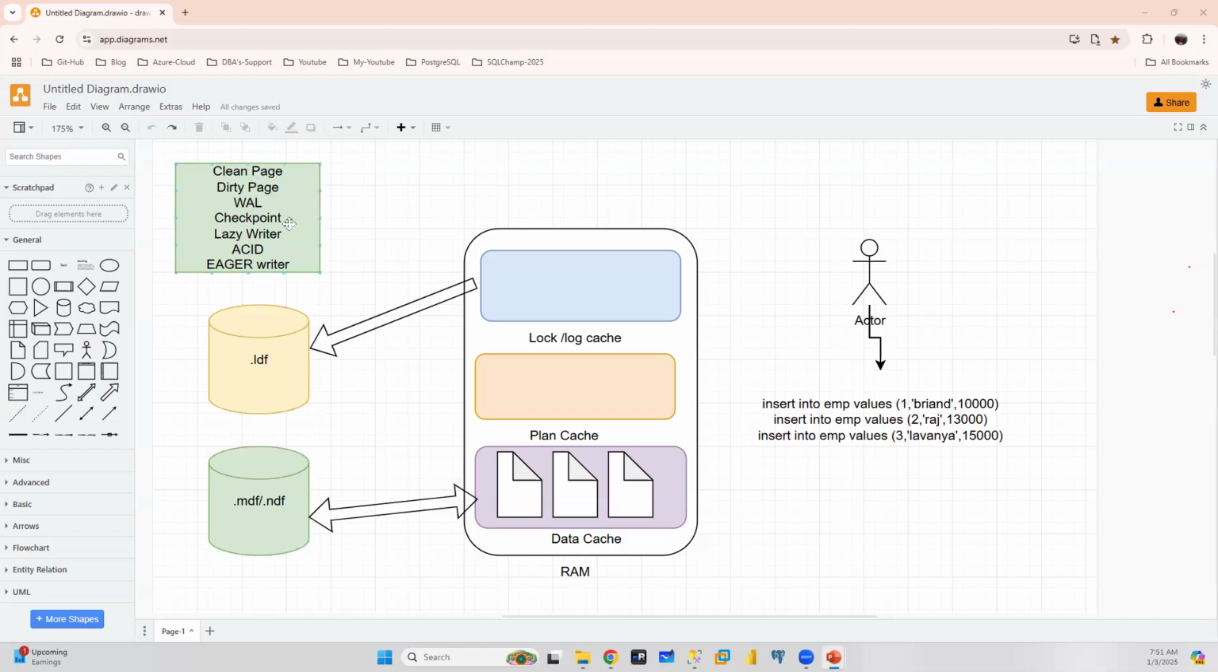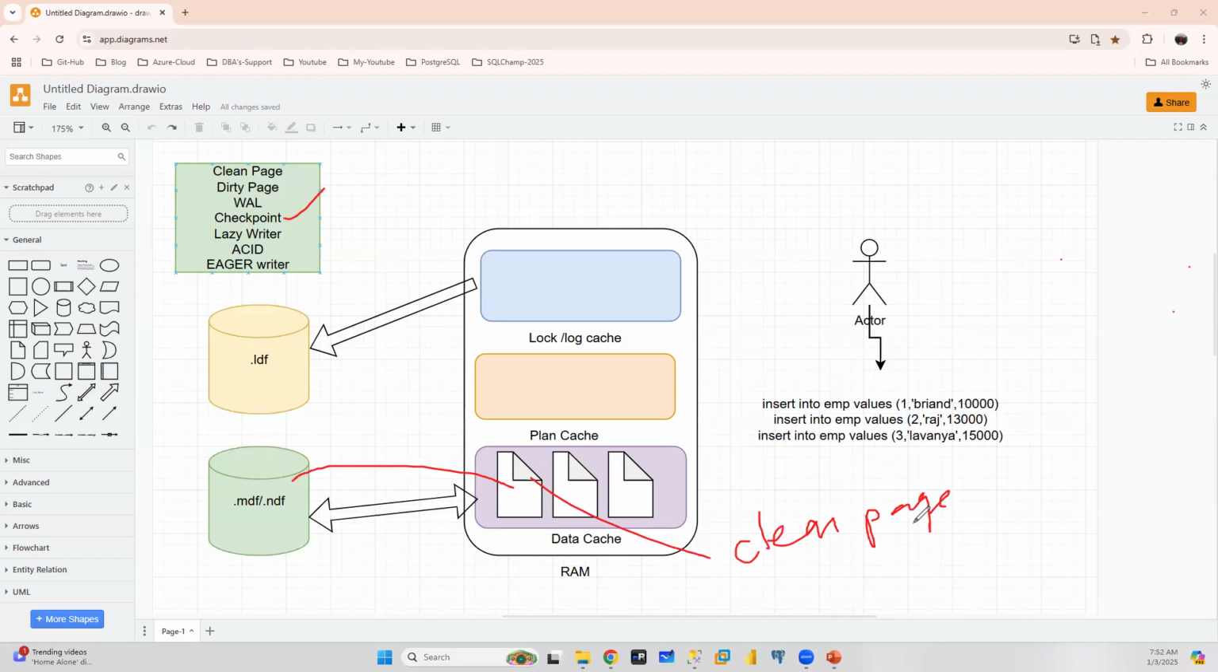See, what is a checkpoint's role basically? Whenever a checkpoint is triggering, whatever it may be, either an indirect checkpoint, an automatic checkpoint, or a manual checkpoint, what is happening? Whatever changes you made in the buffer are moved to the MDF file, and that place is marked as a clean page. That is the main purpose of your checkpoint.